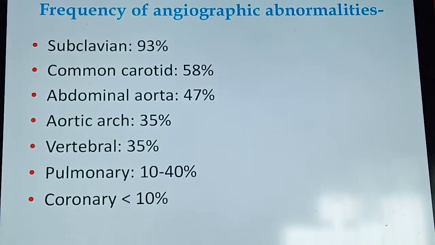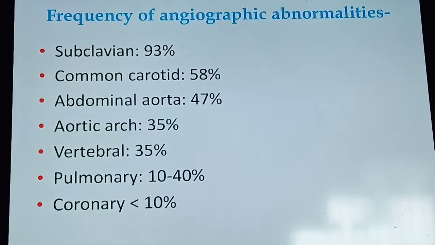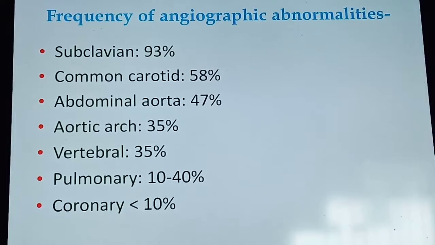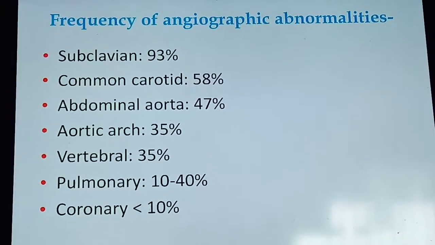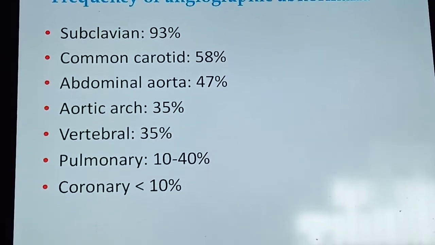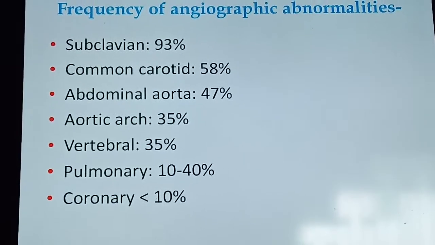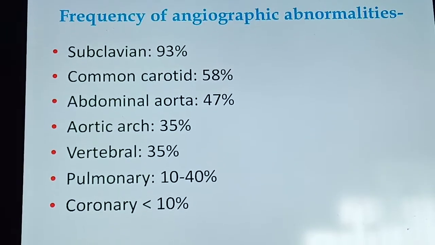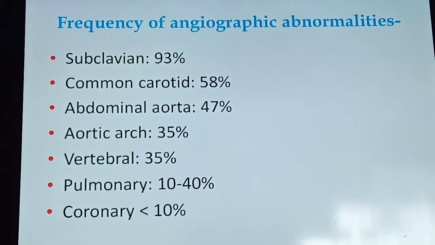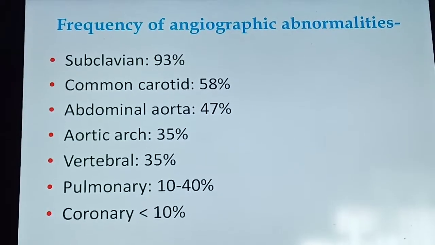Now the frequency of angiographic abnormalities: they usually involve 93% of cases. The subclavian artery is involved, the common carotid artery in 58% of cases, abdominal aorta in 47% of cases, aortic arch in 35% of cases, vertebral artery in 35% of cases, pulmonary artery in 10 to 40% of cases, and the coronary artery is usually involved in less than 10% of cases. These are the different frequencies of involvement seen by angiography.